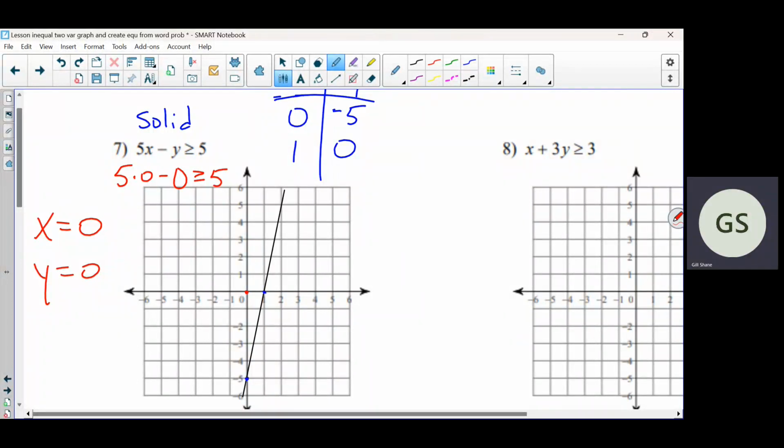Some kids every year just always shade where 0, 0 is. That is not correct. It's not always where 0, 0 is. So 0 subtract 0 greater than or equal to 5. So 0 greater than or equal to 5. Is that a true statement? No, that doesn't work, right? So we would say no, that is false.